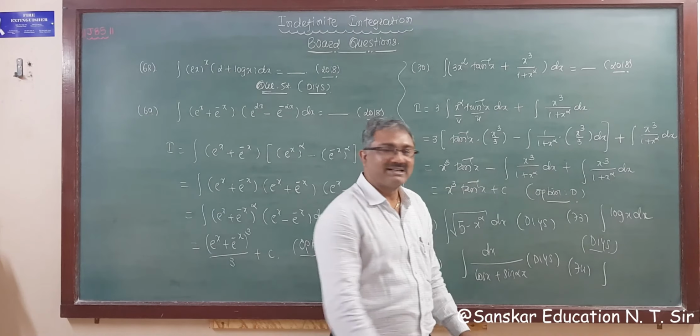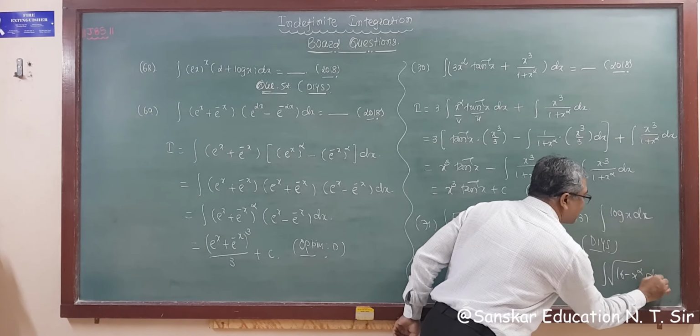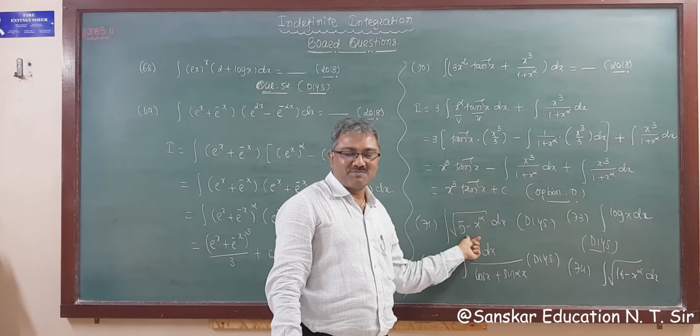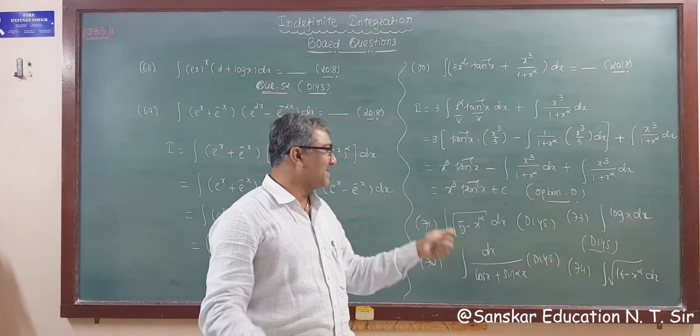Integration is given 16 minus x square, so 16 minus x square dx. So 16 minus x square dx, the same formula you have to apply, so you are able to do that sum also, right? So do practice at home.